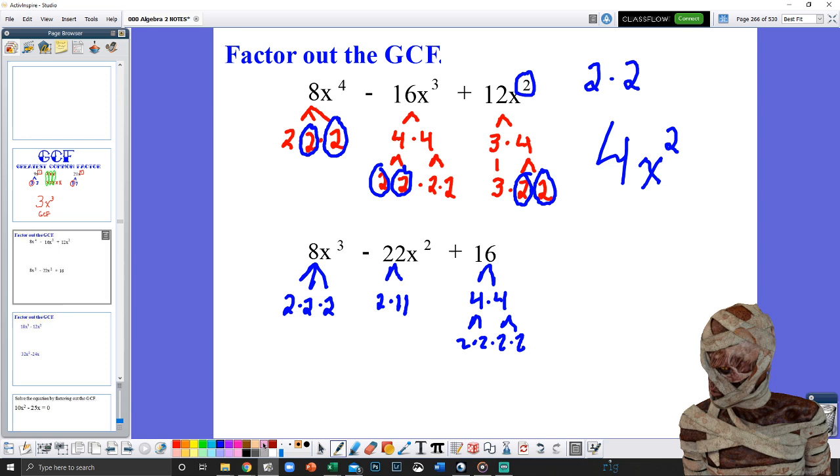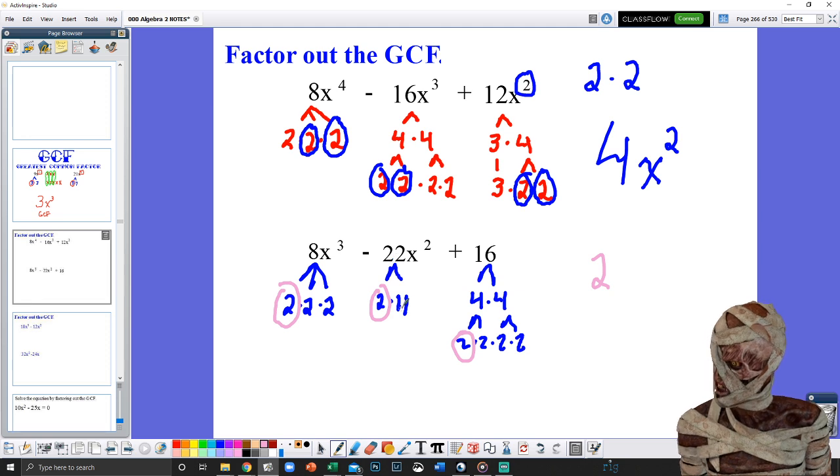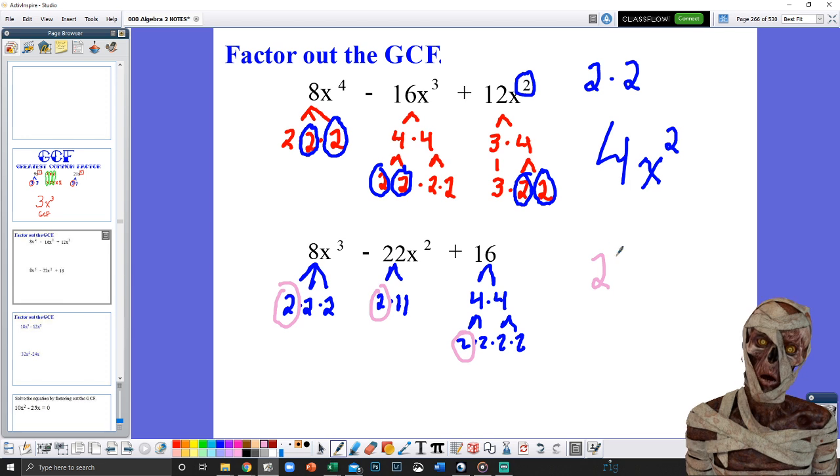Great. Now, what do these have in common? Well, hopefully you circled a 2 for all of those. Is there any other number that they have in common? That has a 2. That has a 2. This does not. That has an 11, but those do not. So 2 is the only number that they have in common.